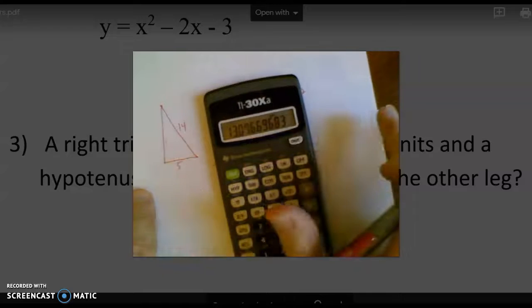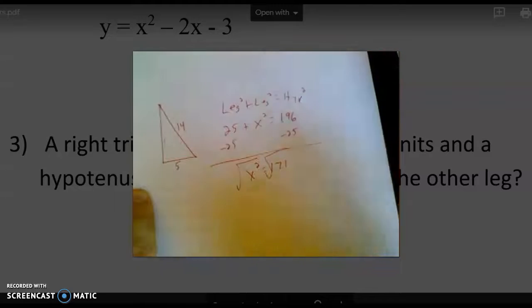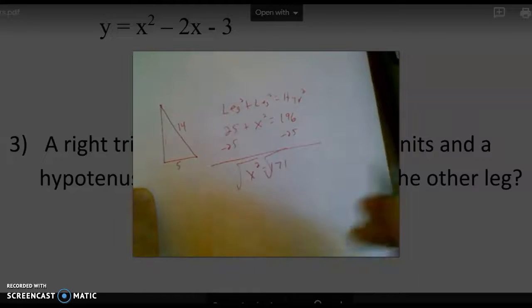Of course, that's irrational because the decimal goes on forever. The best answer you can give is just the square root of 171.